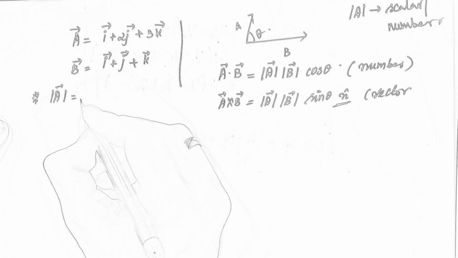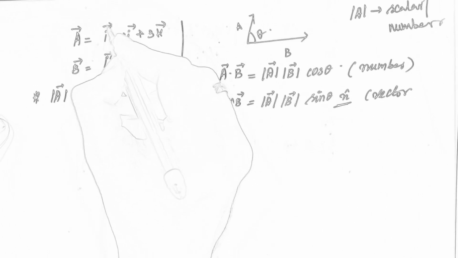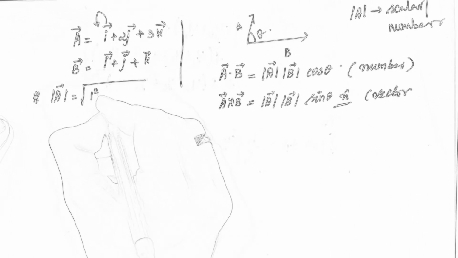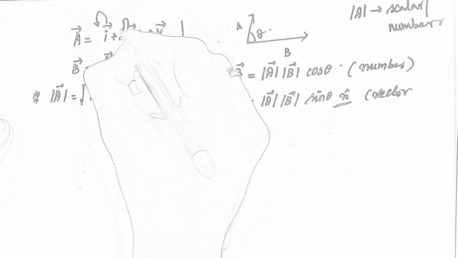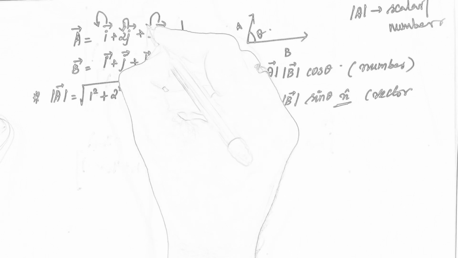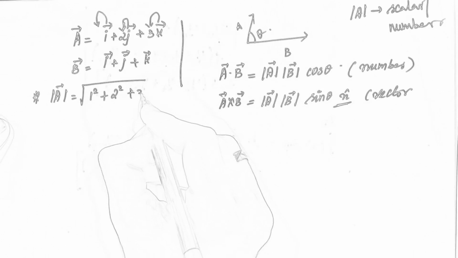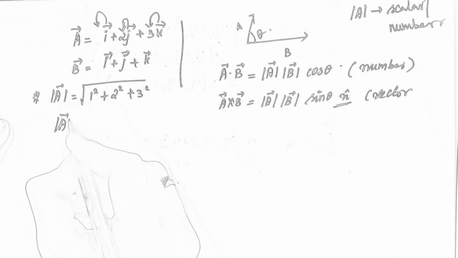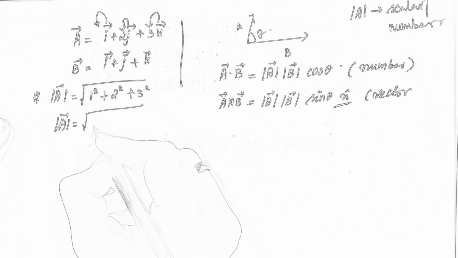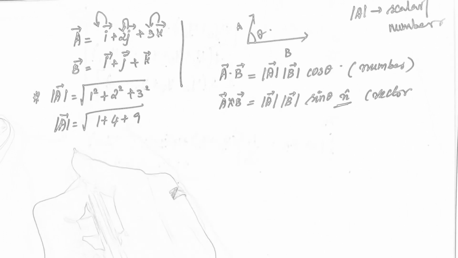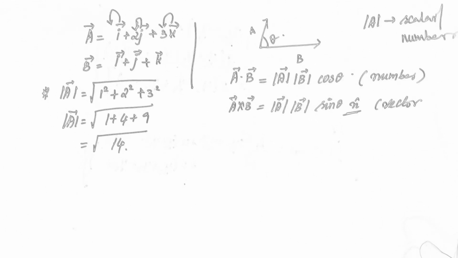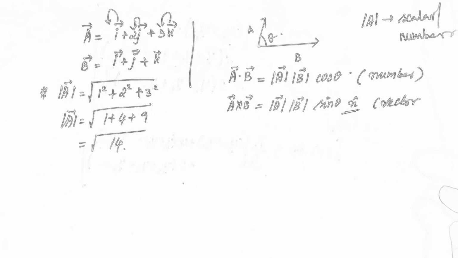How can we do it? It is just the root of the coefficient of I, that is 1 square, plus the coefficient of J, which is 2, so 2 square, and similarly the coefficient of K, which is just 3, so we'll write 3 square. So the magnitude of A vector will be root of 1 plus 4 plus 9, which is equal to root of 10 plus 4, 14. So root 14 is the magnitude of the given vector A.